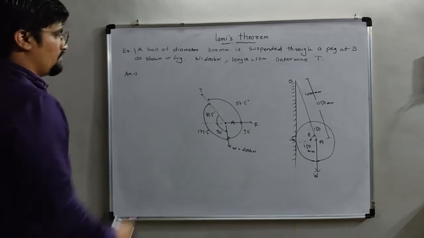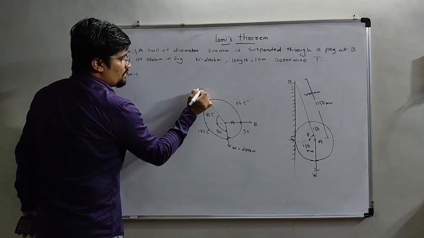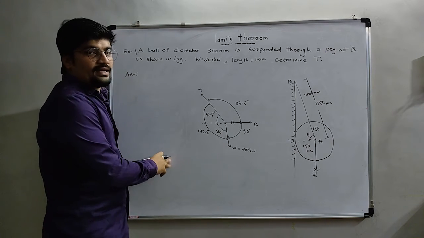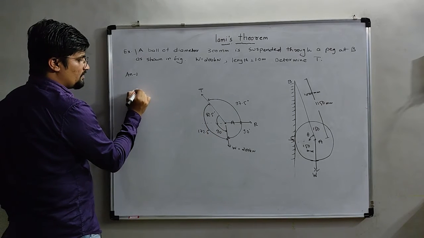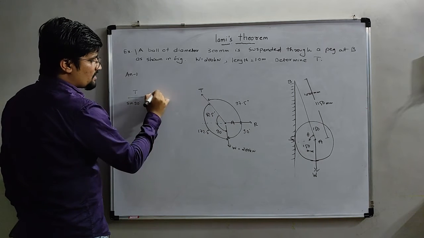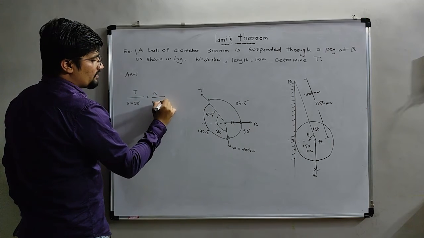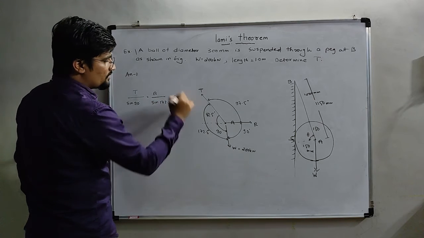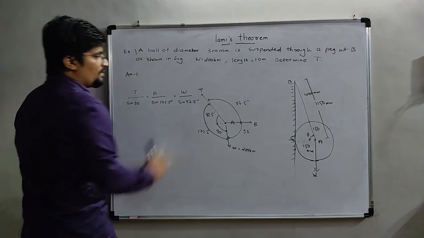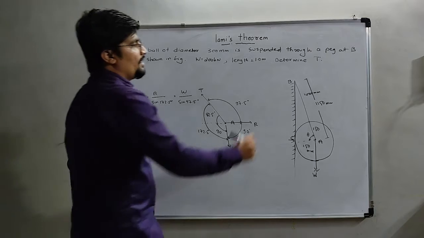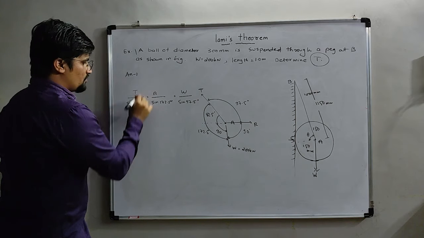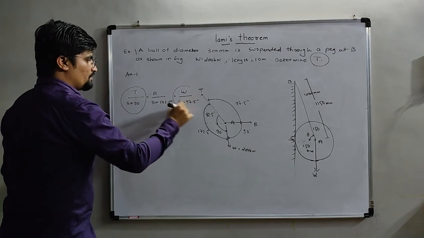As per Lami's theorem, each force is in proportion to the sine of the angle between the other two forces. So T upon sine 90 is equal to R upon sine 172.5 degree and W upon sine 97.5 degree. And here we only have to determine the value of T, and we have the value of W also. So we will take the combination of these two.